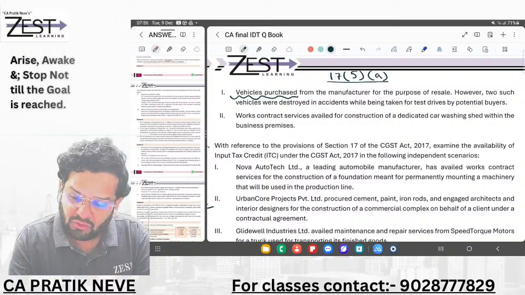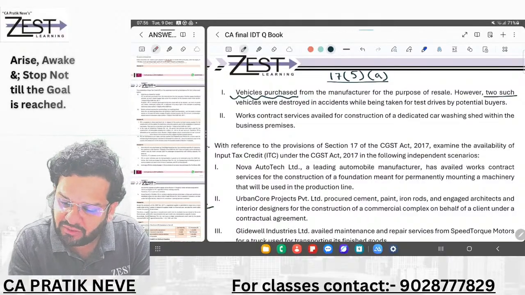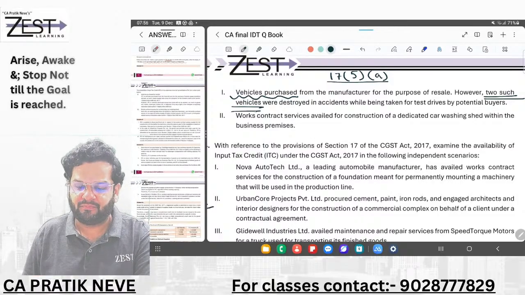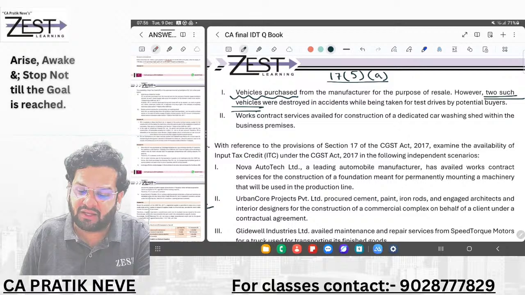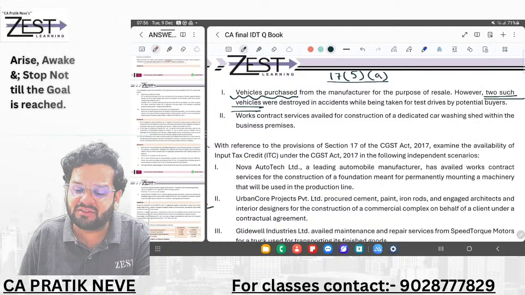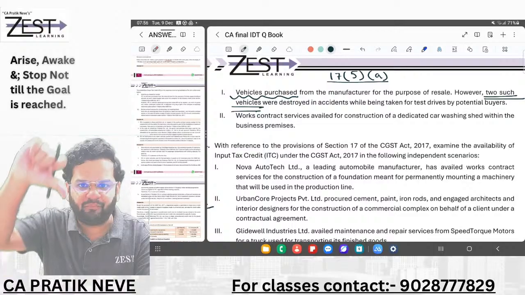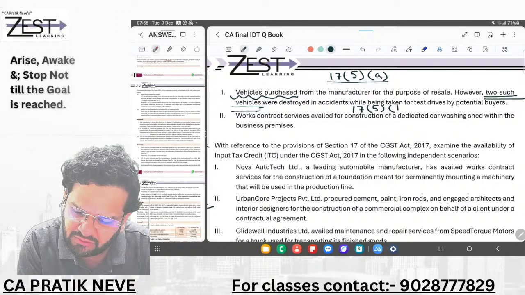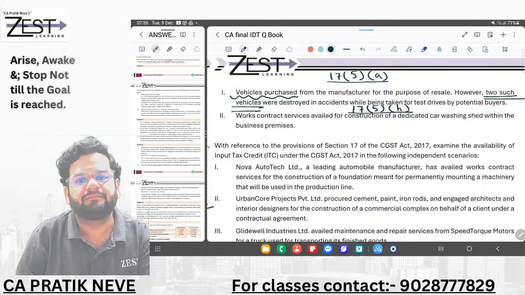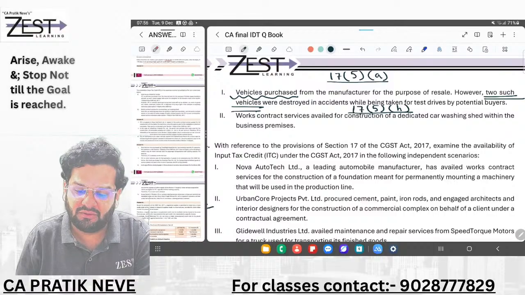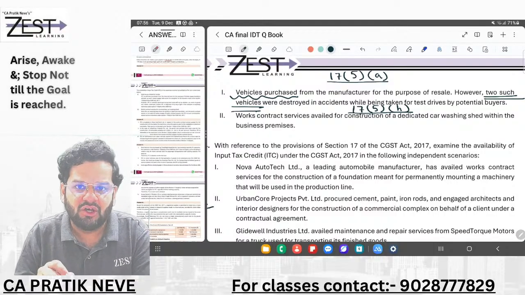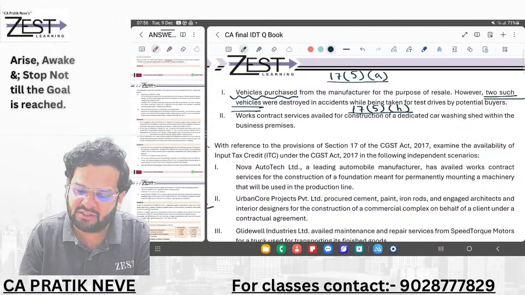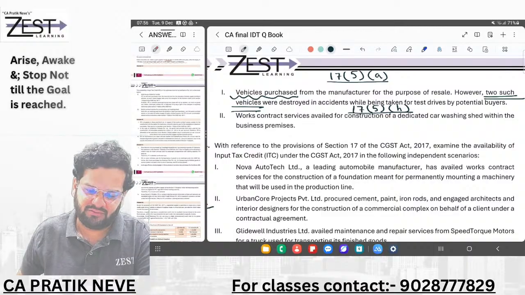But two such vehicles were destroyed. Friends, two such vehicles were destroyed in accidents while being taken for test drives by potential buyers. On this, ITC cannot be claimed because as per 17(5)(h), ITC is blocked in case of those goods which are lost, damaged, destroyed, written off. So no ITC on those two vehicles.